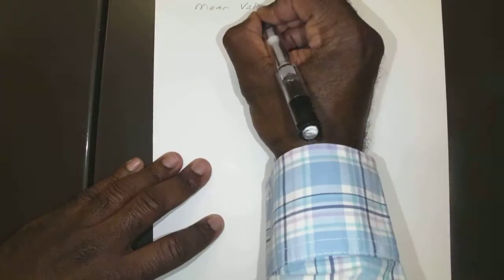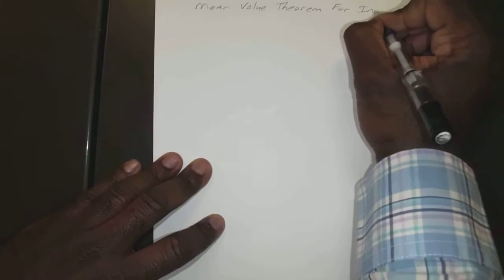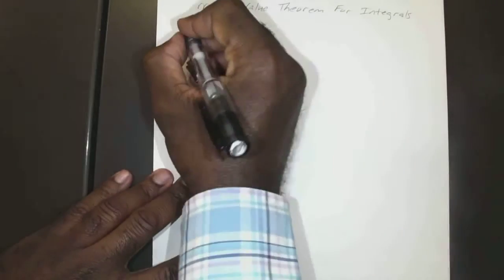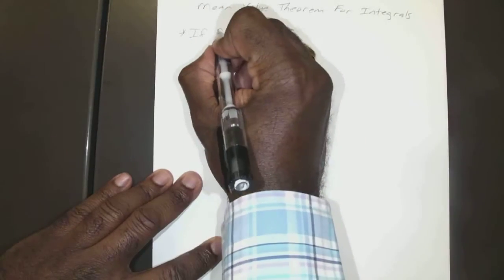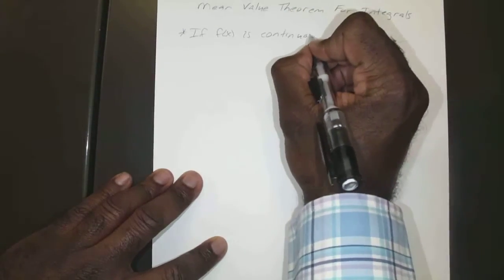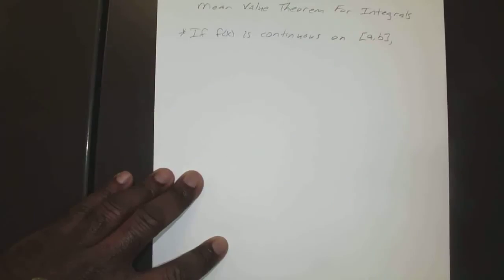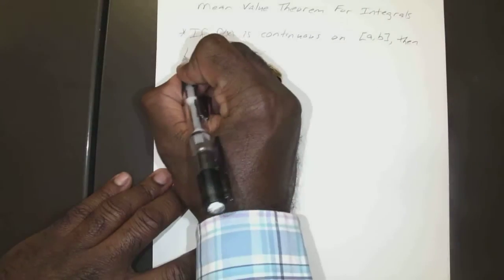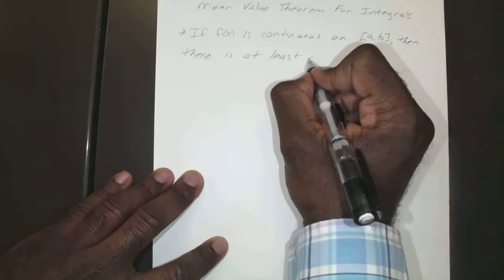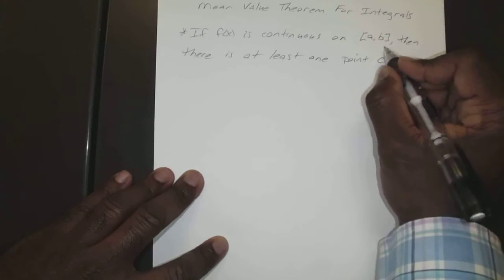So the mean value theorem for integrals. Okay, so let's assume that we have some function f of x that is continuous on that same interval from a to b that we've been using all this time. Then there's at least one c value that is in between a and b.